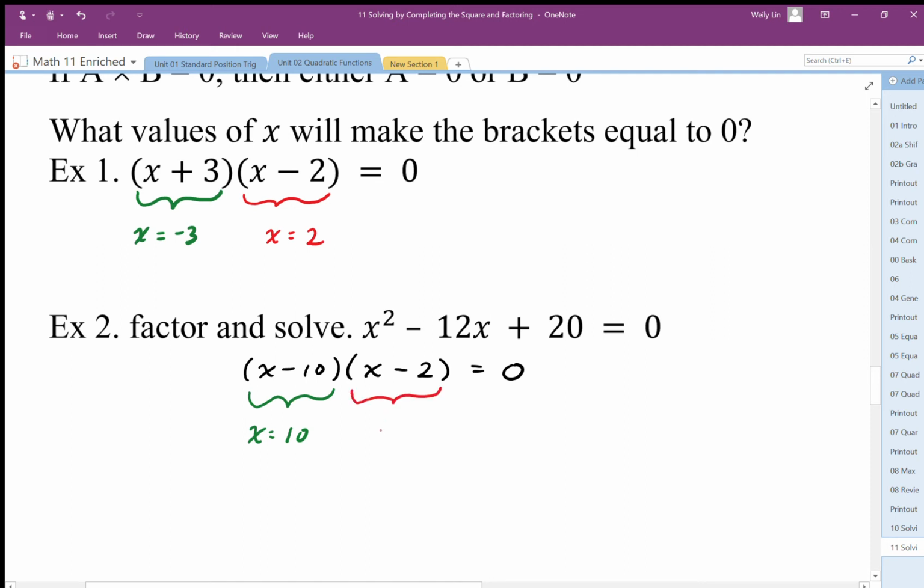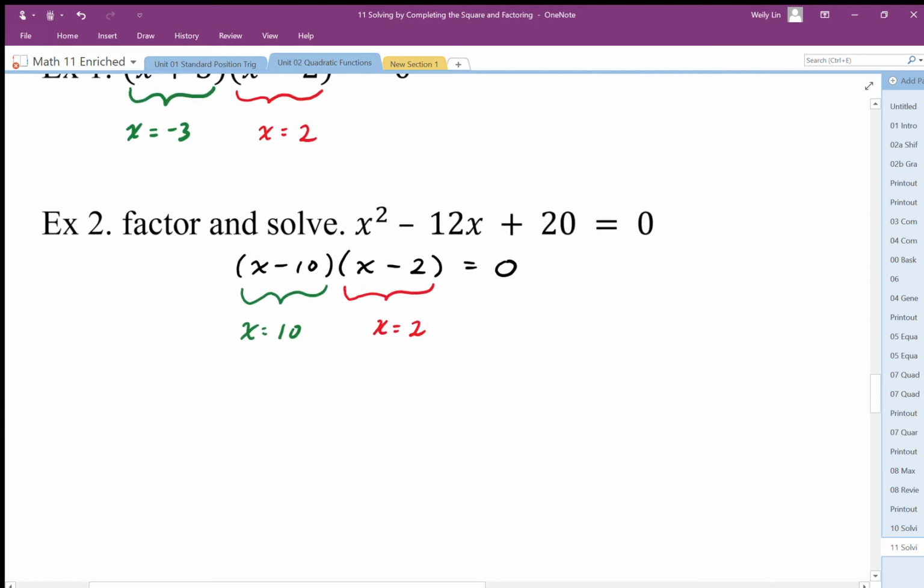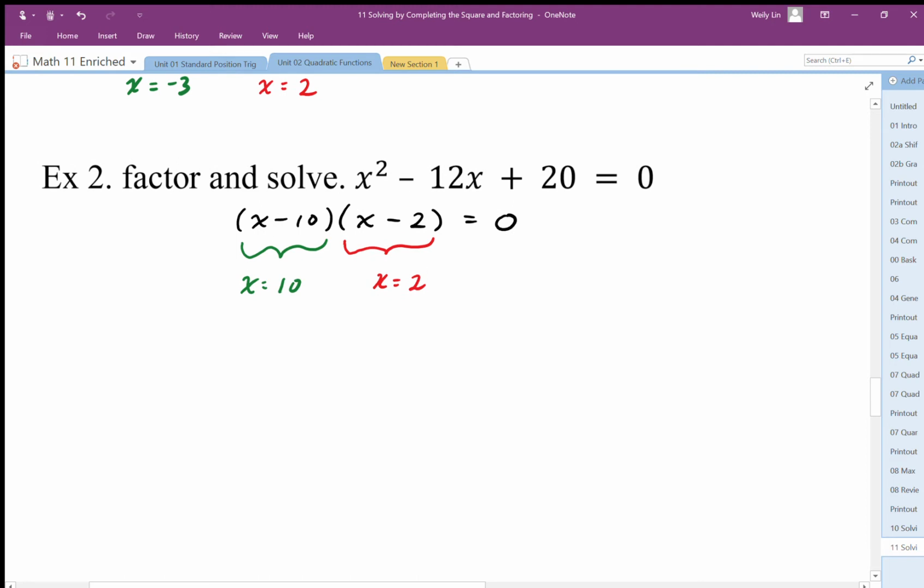Here, if I have x equals 2, that's going to give me a 0 here. So negative 8 times 0 is still equal to 0. Since the factored form and the general form are the same, it doesn't matter. I can plug 2 into the general form and get 4 minus 24 is negative 20, plus 20 is equal to 0. It will work whether it's in factored form or the general form.